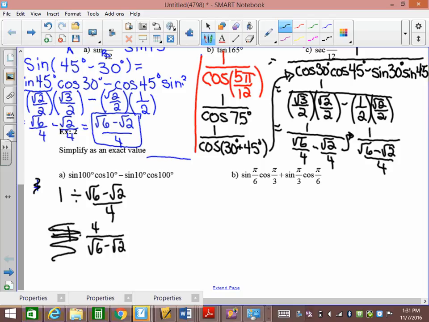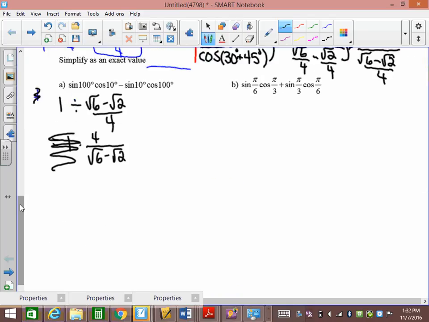It won't be there. What are they going to make you do? Rationalize. So I'm going to multiply the top and the bottom by root 6 plus root 2. Grade 11 is very important, and so is grade 10, because all of the basics from grade 10 and 11 pop up in all the stuff you have to do later on. So we're going to multiply this by root 6 plus root 2.